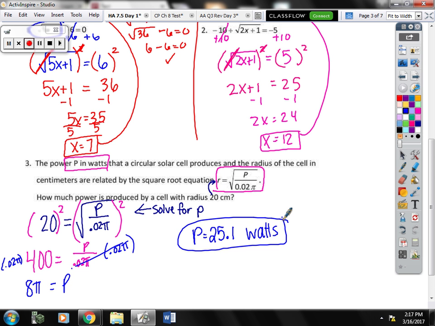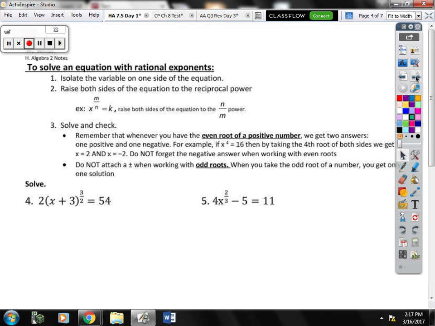Alright, on the back we're going to see exponential form instead of radical form. So you'll see the equations are really similar, but instead of seeing a square root or a cube root, you're going to see an exponent that is a rational number. So the steps are pretty much the same.